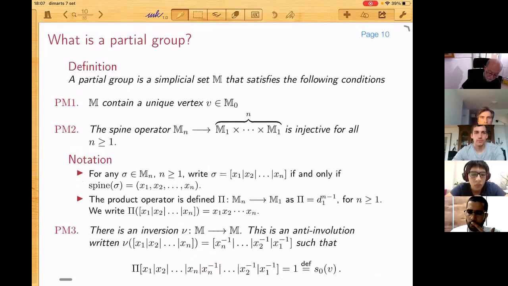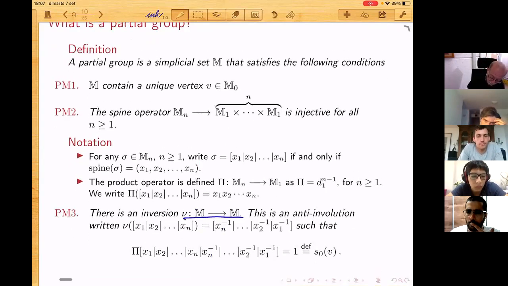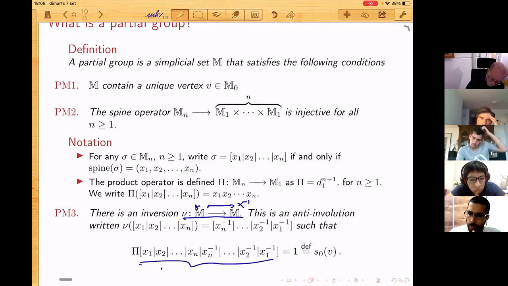Okay. Now the third axiom is that we need an inversion, right? An inversion is an anti-involution that we can write with the usual notation: x is sent to x inverse, right? And this is the formal definition. We claim that given a simplex denoted [x1, x2, ..., xn], the inverse is denoted [xn inverse, ..., x2 inverse, x1 inverse], and then the product of both simplices. I mean, this means, first, this simplex exists.